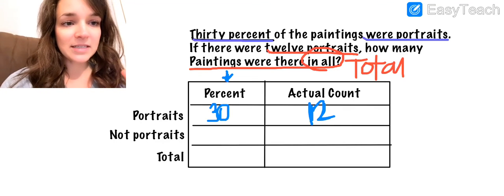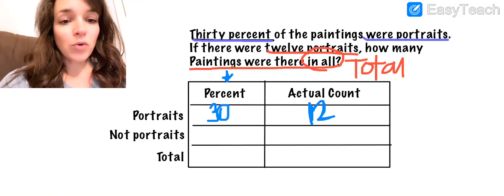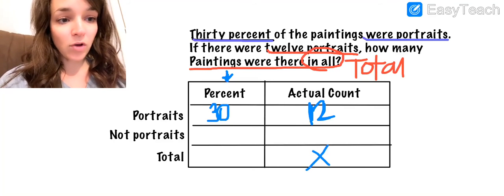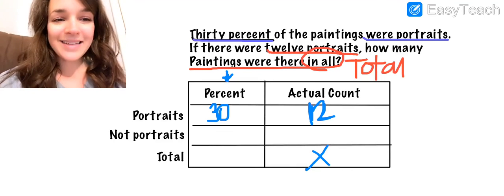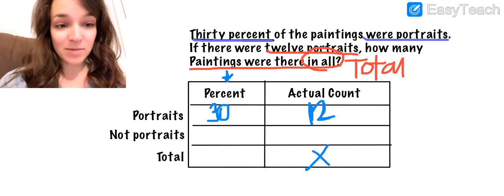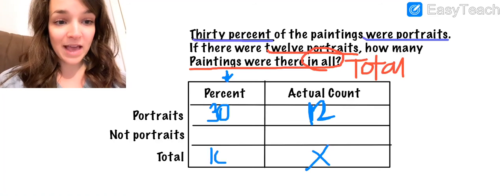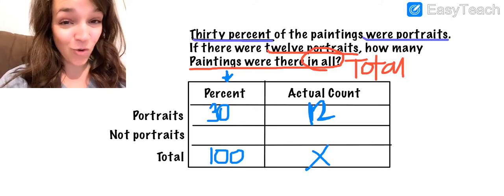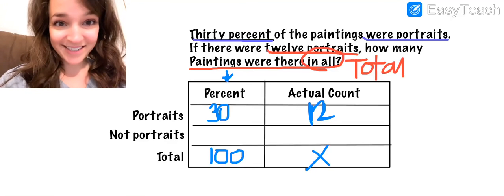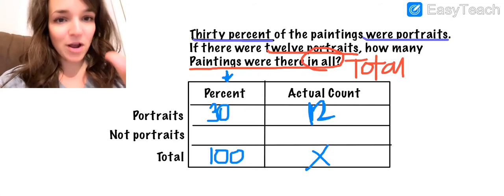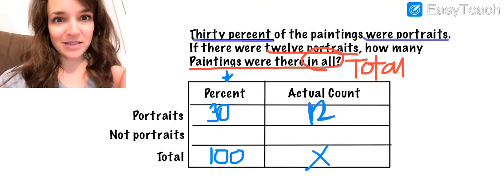All right, how many paintings were there in all? Now, I don't know how many there were in all, so actual total, I don't know. That's what we're looking for. Total percent, remember we do know this because that's what we just talked about. Total percent is always 100. Did they give me that information in the question? They did not. So that comes from your brain, from your memory. You have to remember, oh, I can fill in 100 every time it asks me what the total percent is, okay?